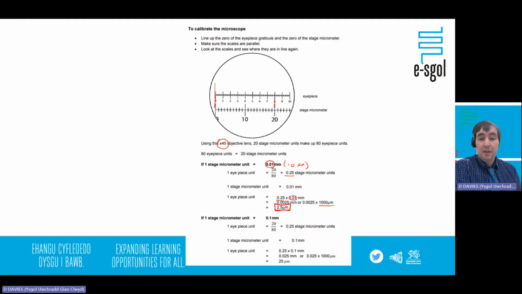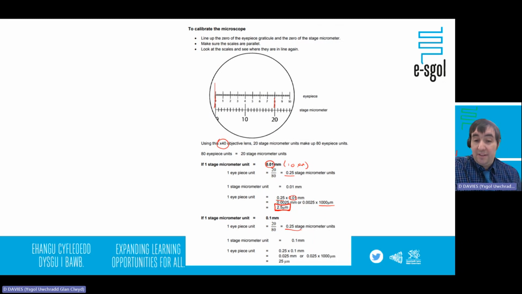So equally now, we're going to try with the larger stage micrometer. If my stage micrometer now is 10 millimeters long as opposed to 1 millimeter long, that means each of these divisions is 1 millimeter. So exactly the same again. I've got 20 SMUs, stage micrometer units, divided by 80 EPUs, eyepiece units, which gives me the same amount. That's quite heartening, isn't it? So we've worked it out the same.